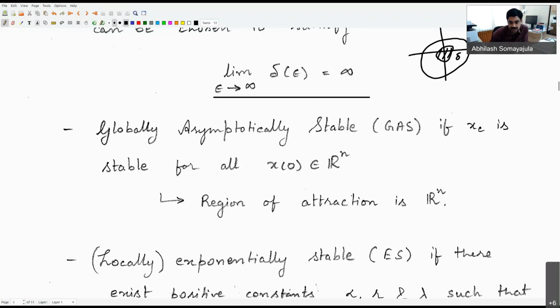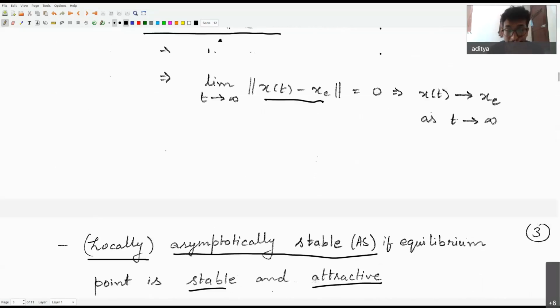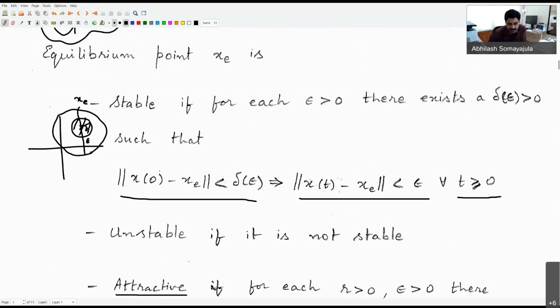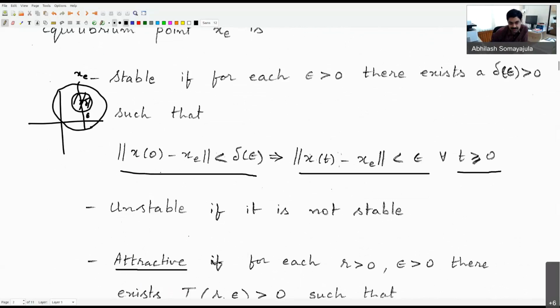Sir, could you please explain that local and global phenomenon again? See, local stability means that if I choose a value of epsilon, I want to find a delta such that when I start inside this delta ball, I continue to have my trajectories inside that epsilon ball. Then such a system is simply called locally stable.